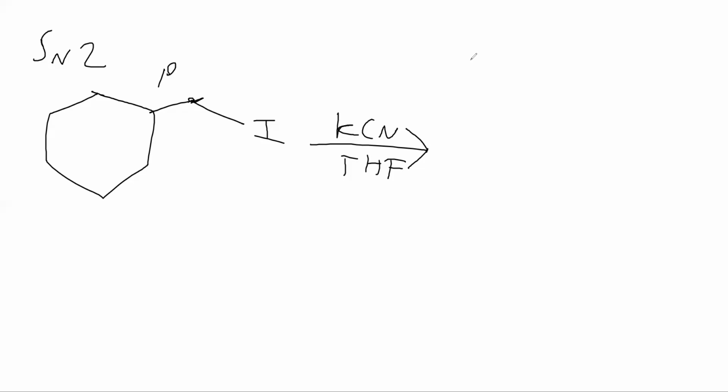In addition to that, you have potassium as a counterion and cyanide, which is a strong nucleophile. It's not a strong base, but it's a strong nucleophile. So that's good for SN2.